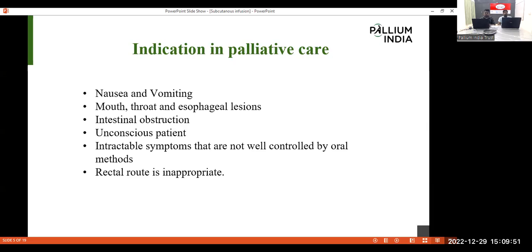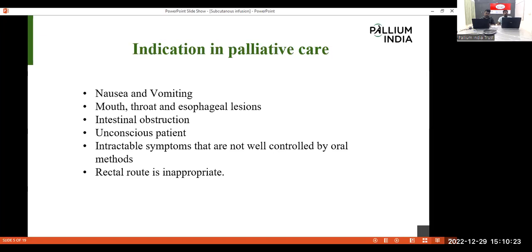One example also: if the patient is severely delirious or severely restless, the patient is unable to sleep, and family members are also unable to sleep due to this much restlessness, we can give the injection form of medication initially to settle the patient, to calm the patient, then we can move to the tab form of medication. That's the intractable symptoms that are not well controlled by oral methods. We can depend on the subcutaneous route for giving the injection.